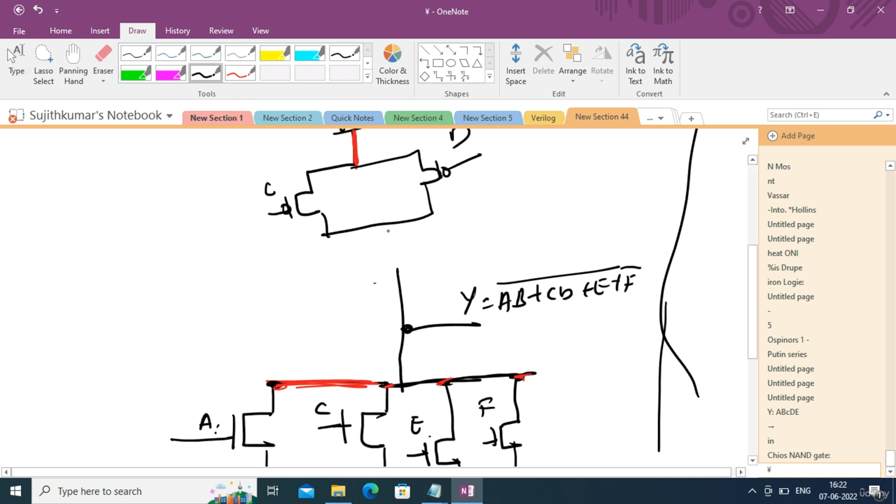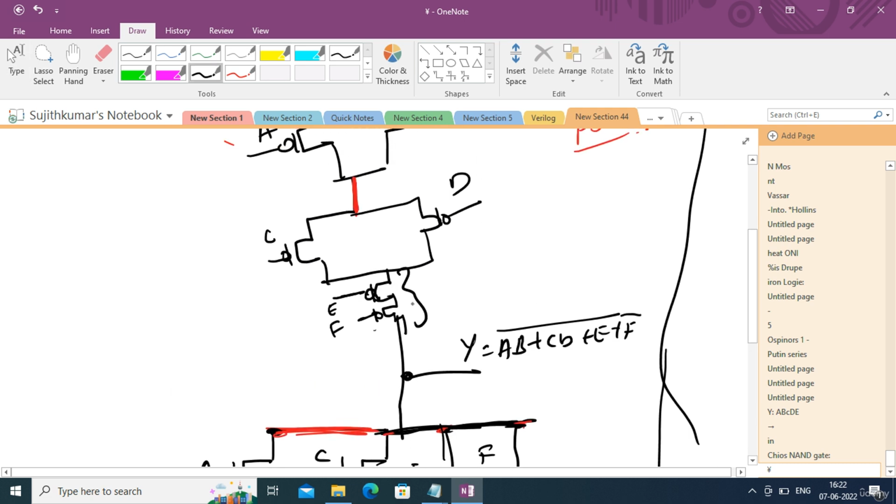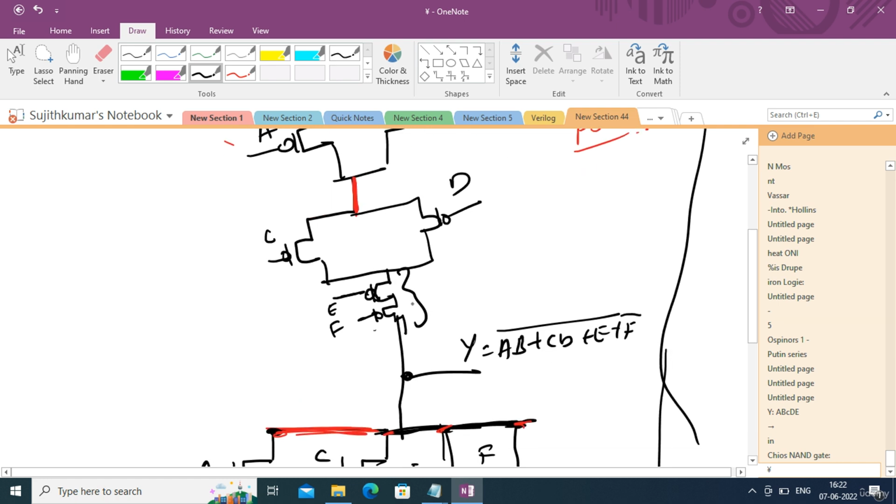Then you have to use two more transistors, right? And they both have to be in series. This is E and this is F, because they are parallel to all the combinations. They are parallel there, here they will become series. That's it. So the pull-up network is dual to the pull-down network. That's how it is achieved.